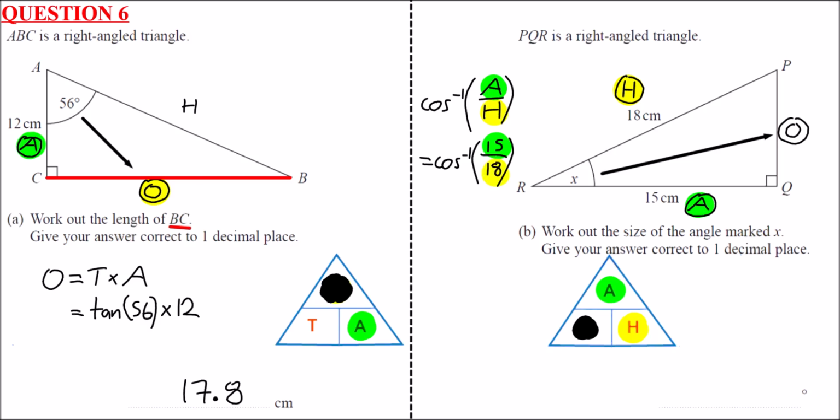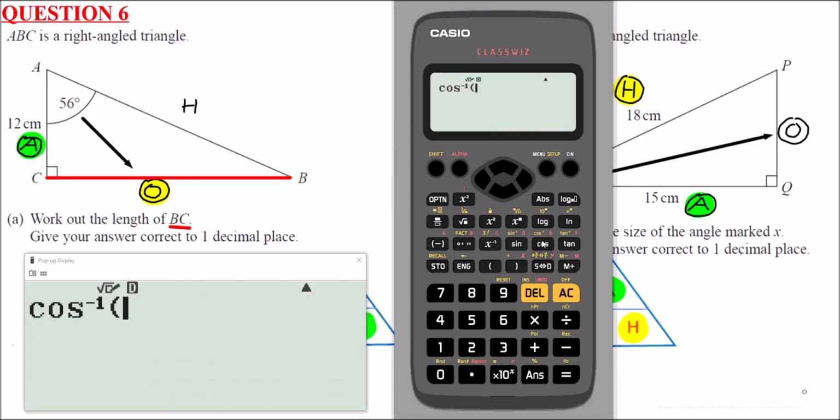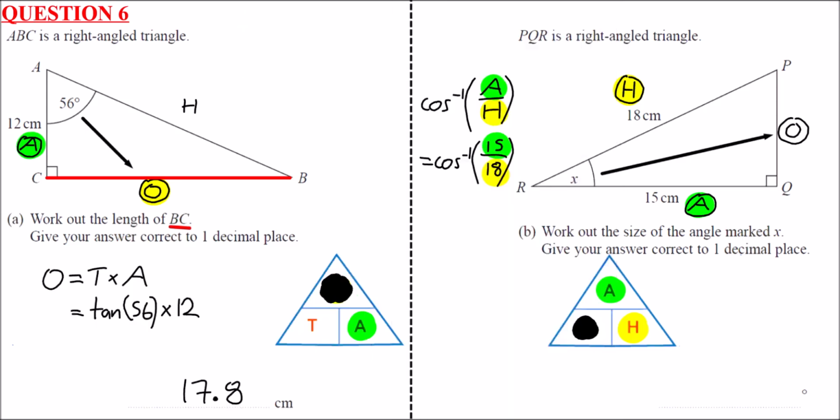So if we just get the calculator now, we do shift cos to get cos minus 1, press brackets, so A 15 and H on the bottom 18, close off the brackets. We get this value here, round it to one decimal place. It's either 33.5 or 33.6. Because next to that 5 is another 5, this 5 forces this one to round up to a 6. So it's 33.6 degrees. And that's all we need to do.